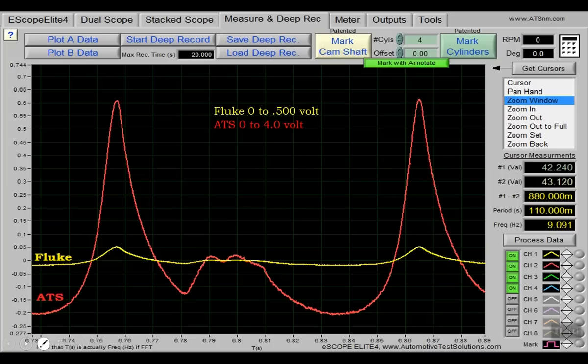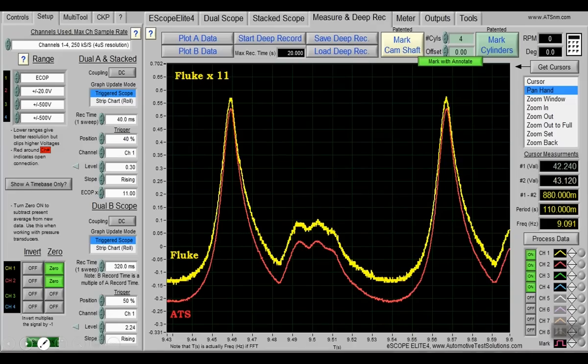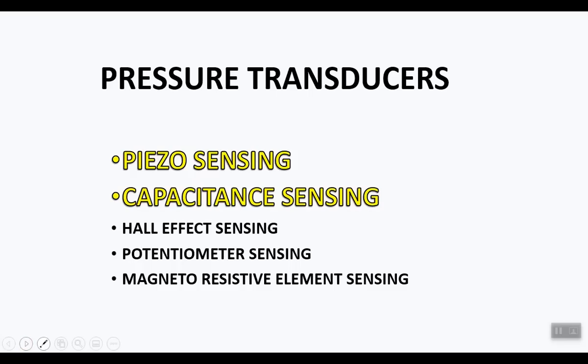Well, a fluke is a 0 to 0.500, or a half a volt. Since that's the case, we would have to zoom in on this to see it. So if I took this and I scaled this and we changed the multiplier 11 times on channel one right here, and that's this guy in yellow, now you can see that that information that was displayed is the same as what we had before. So in other words, an ATS or a Pico or a Snap-on is going to have about the same scaling. You've got to have a multiplier. So in this case, the Fluke and the ATS carry very similar types of information.